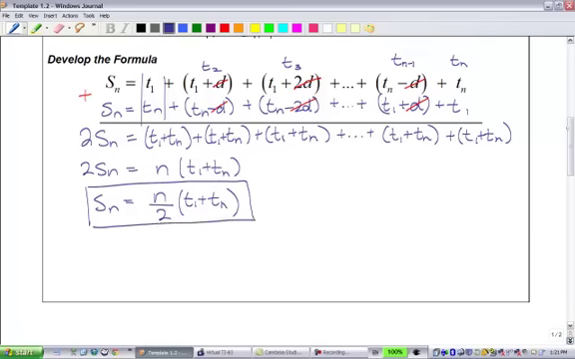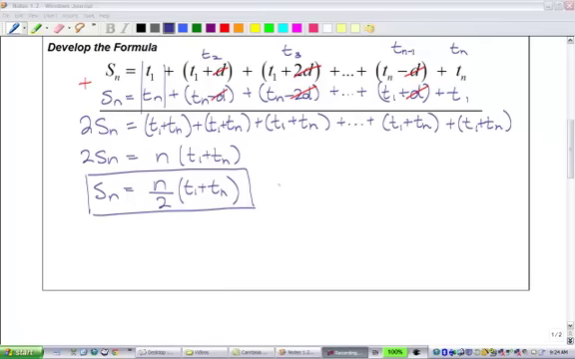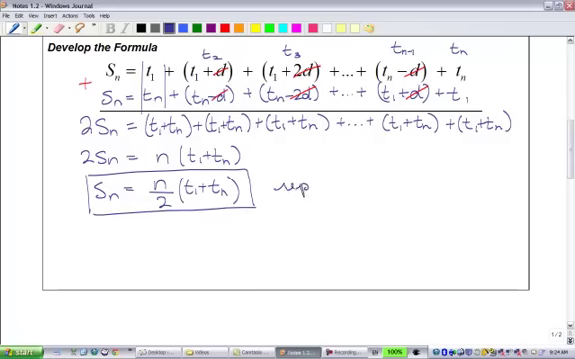by looking at the number of terms, n. We need the first term. We also need the last term. What if we don't know the last term? What if we wanted to replace, let's say, the last term t sub n with what it actually equals?